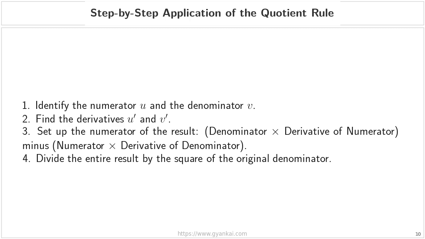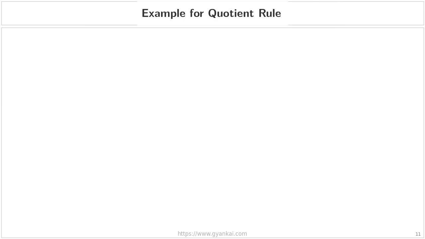Finally, take the entire expression you just calculated for the numerator and divide it by the square of the original denominator. By following these 4 steps in order, you can avoid the common pitfalls of the quotient rule. Let us now apply this process to a concrete example in the next slide. Example for quotient rule.